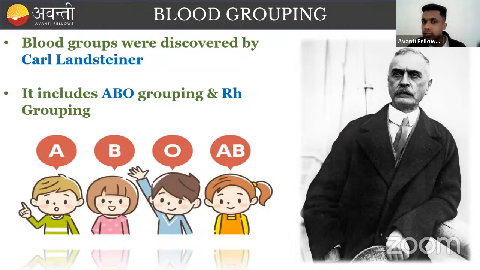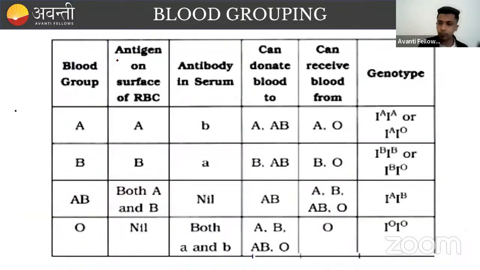So why does this happen? That concept of rejection of blood we will understand through blood grouping. So what is blood grouping? Blood grouping was discovered by Karl Landsteiner. This includes grouping of blood based on the presence of antigens. We classify them into ABO grouping or Rh grouping. So let us see what this blood grouping is.